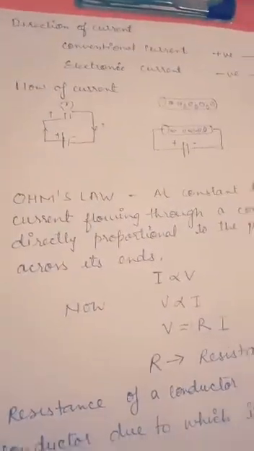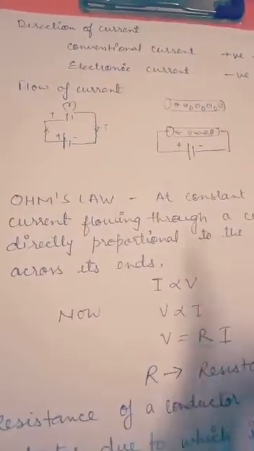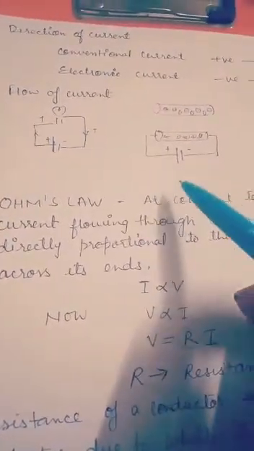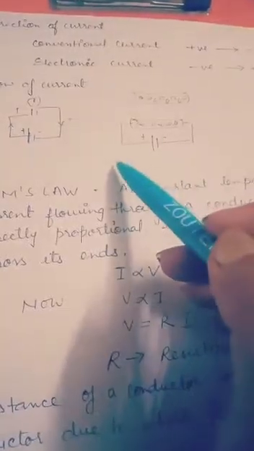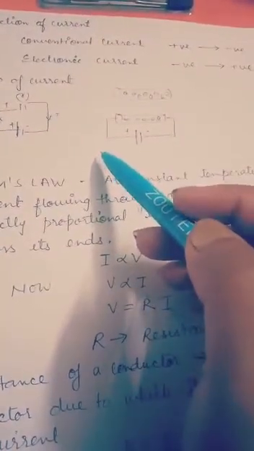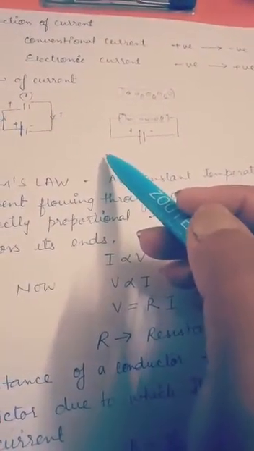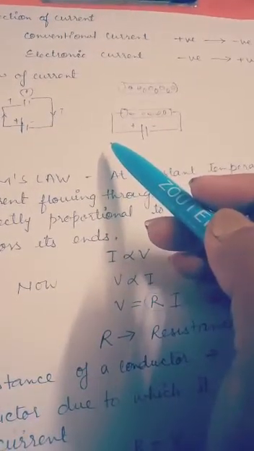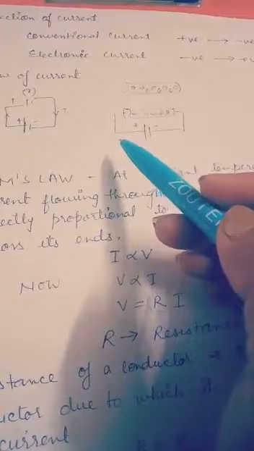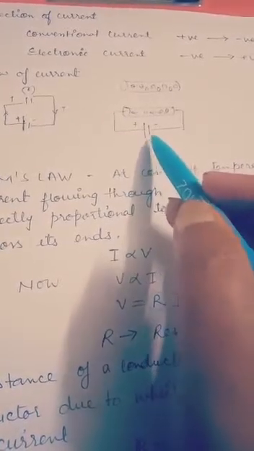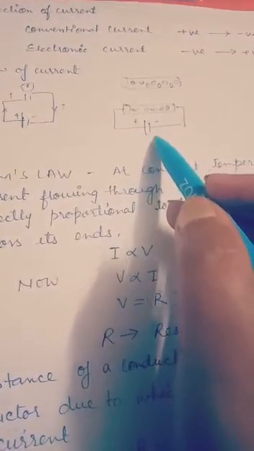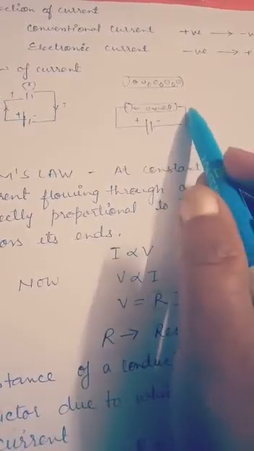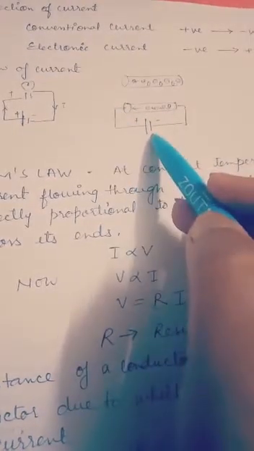Now let us see the direction of current. As in the diagram before, just now I have shown you the direction of the current is from the positive terminal to the negative terminal. This is the conventional current, the direction of the conventional current. We know that in a circuit like this, the flow of electrons is from the negative terminal to the positive terminal.